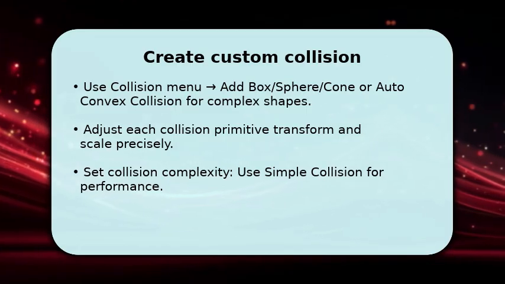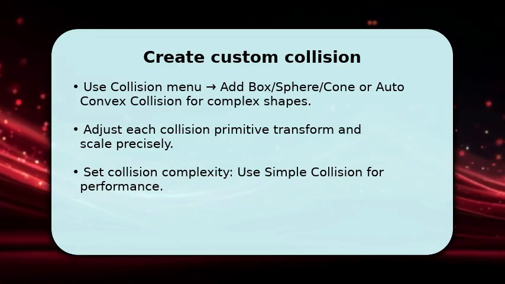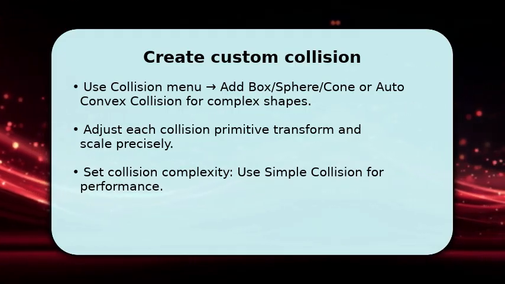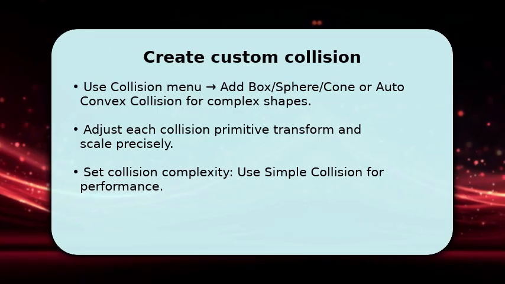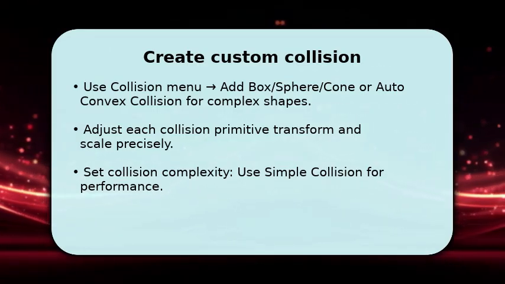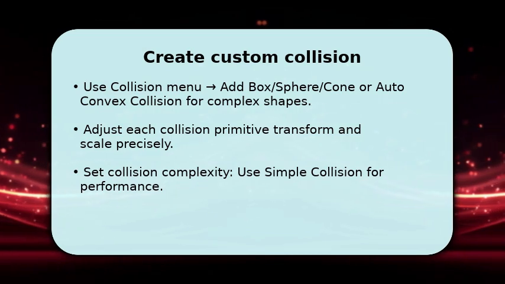Place and scale each primitive to tightly fit the visible mesh. Make sure collision complexity is set to use simple collision, because that instructs Unreal to use your primitives for queries and physics. Once aligned, save the static mesh and proceed to build.